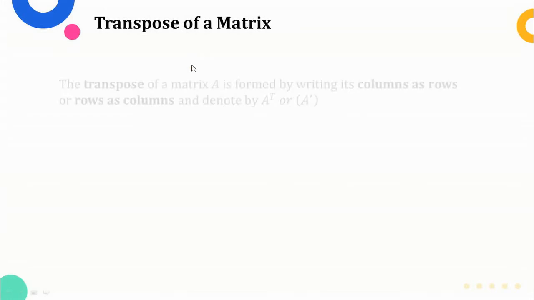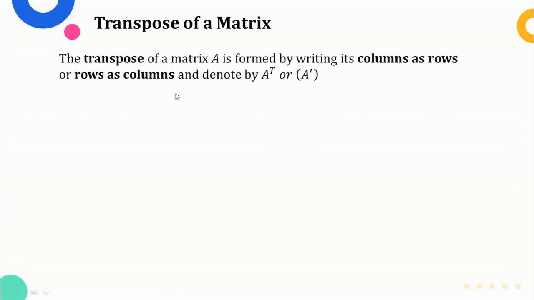The transpose of a matrix is formed by writing its columns as rows, or rows as columns, and is denoted by A power T. Here we make the symbol A power T because we are using a letter.